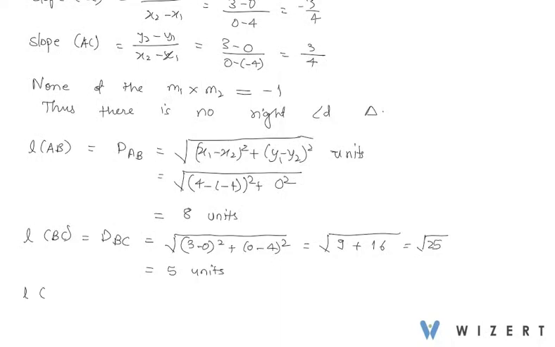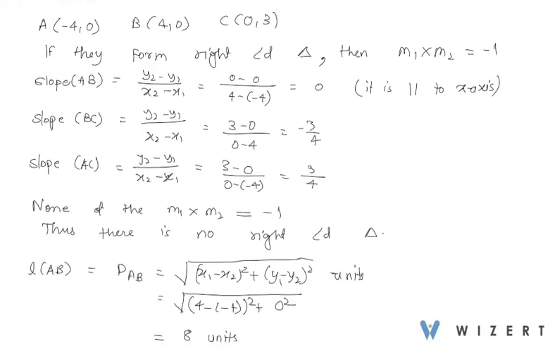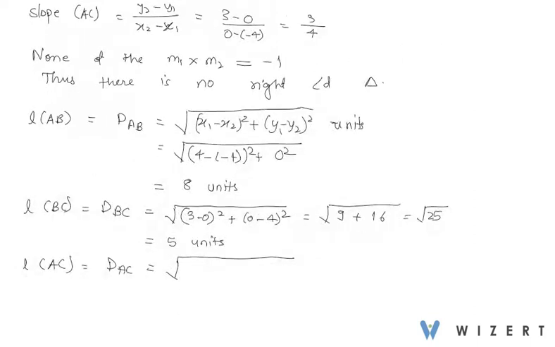Now last, the length of AC is equal to the distance between points A and C, which is again the same formula, the square root of (x1 minus x2) whole square plus (y1 minus y2) whole square. x1 is 0, x2 is -4, y1 is 3, y2 is 0. So (0 minus of -4) whole square plus (3 minus 0) whole square, which is 16 plus 9, again root 25, and again ignoring the negative value, we get 5 units.